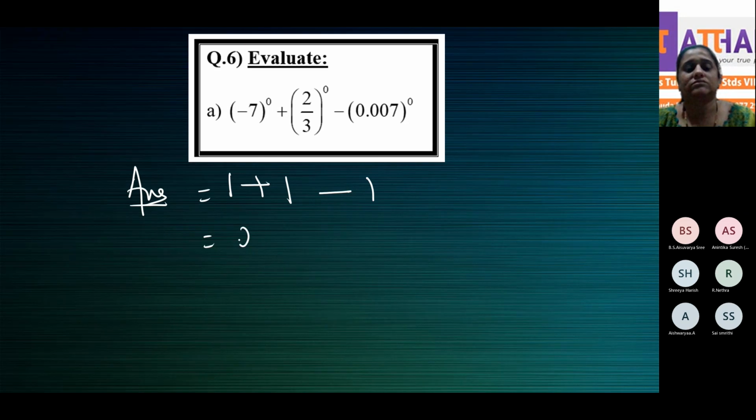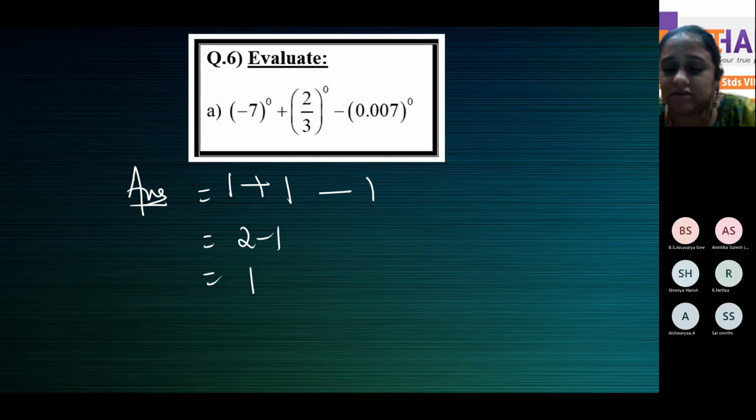Correct. Anything to the power 0 is 1. So minus 7 to the power 0 is 1, 2 by 3 to the power 0 is 1, 0.007 to the power 0 is 1. So 1 plus 1 minus 1, which is 1.